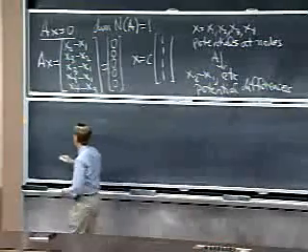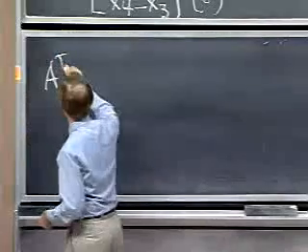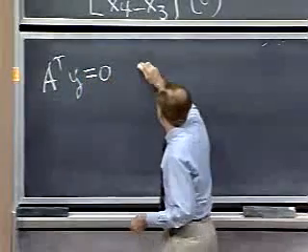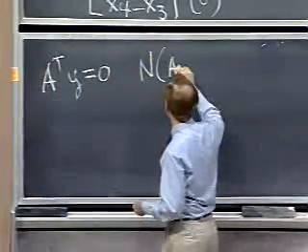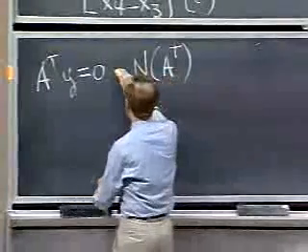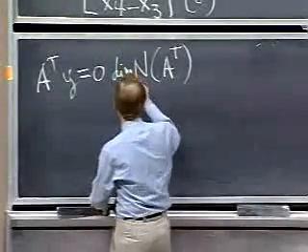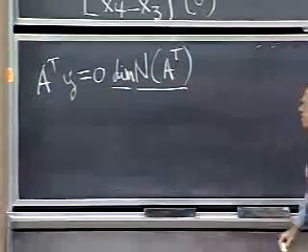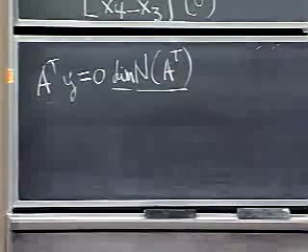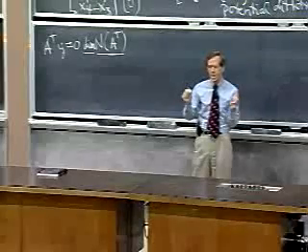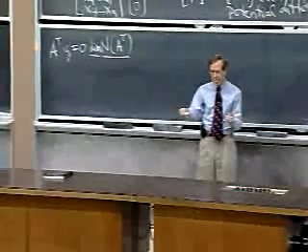Okay. So A transpose Y equals 0. Now I'm finding the null space of A transpose. If I ask you its dimension, you could tell me what it is. What's the dimension of the null space of A transpose? We now know enough to answer that question. What's the general formula for the dimension of the null space of A transpose?